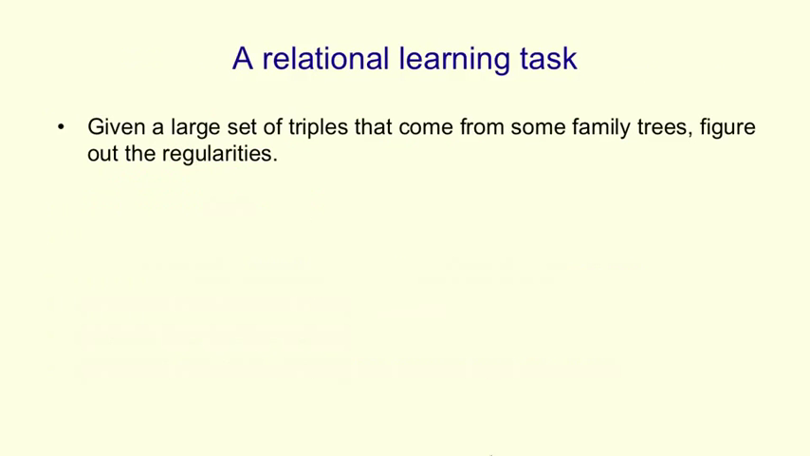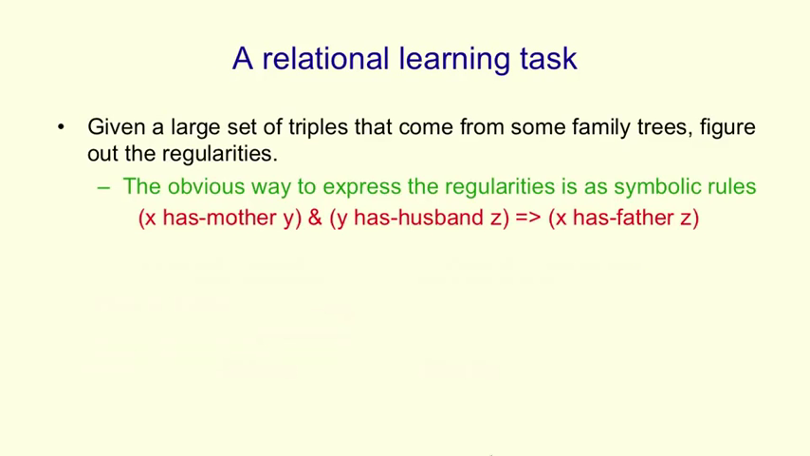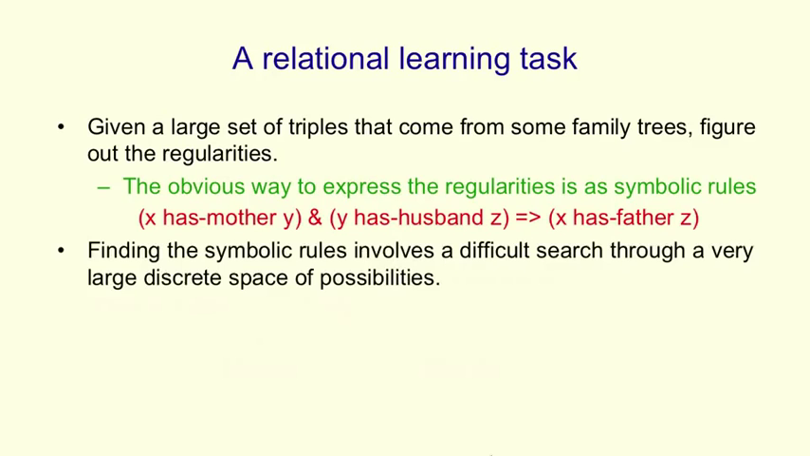So the relational learning task, that is, the task of learning the information in those family trees, can be viewed as figuring out the regularities in a large set of triples that express the information in those trees. Now, the obvious way to express the regularities is as symbolic rules. For example, X has mother Y and Y has husband Z implies X has father Z. We could search for such rules, but this would involve a search through quite a large space, a combinatorially large space, of discrete possibilities.